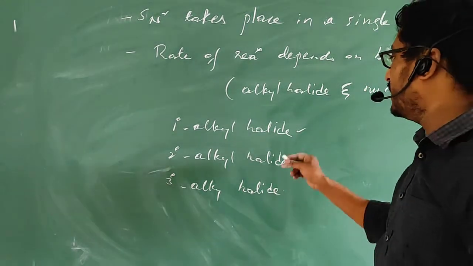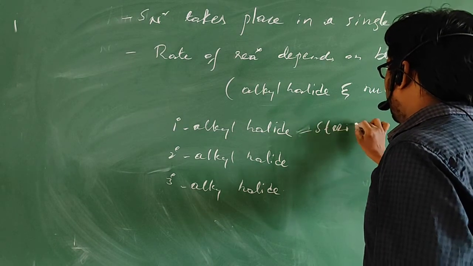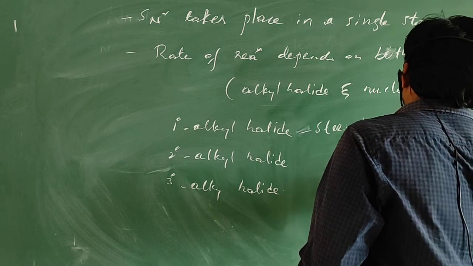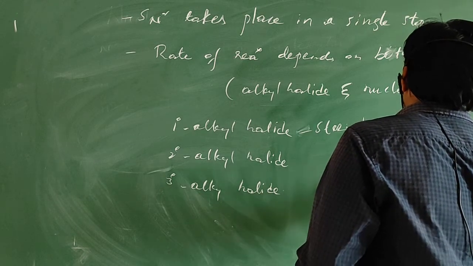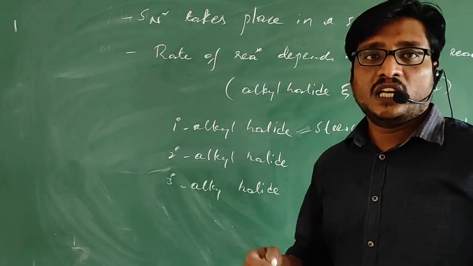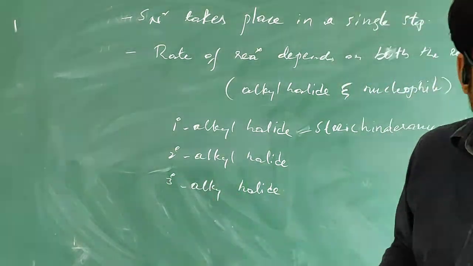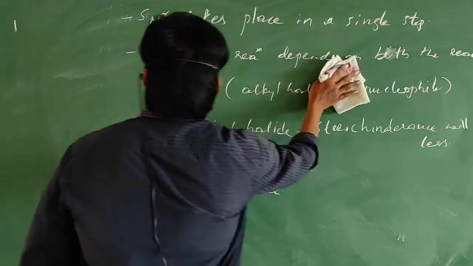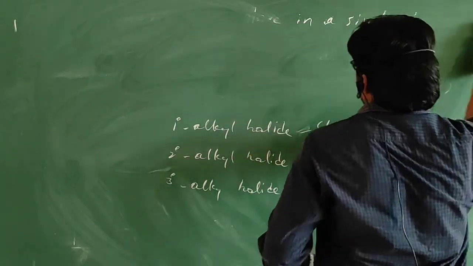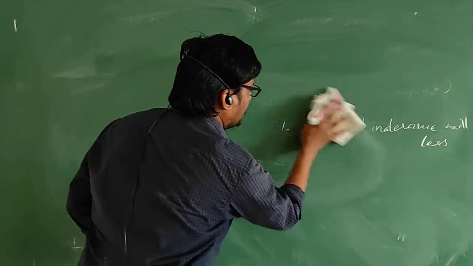The reason is that in this, steric hindrance will be less. Since steric hindrance is less, primary alkyl halides will be more reactive towards SN2 reaction. Let us see that in a detailed way, how primary alkyl halides are more reactive towards SN2 reaction. Let us take an example to understand this.